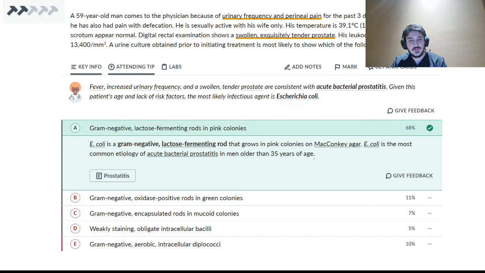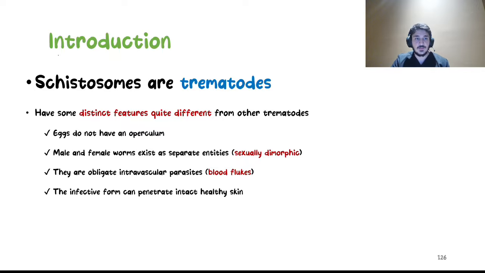I don't know if you need to know this, by the way, but E. coli is the most common cause of prostatitis in men over 35. Less than 35, it's chlamydia and Neisseria, but I don't think they're going to ask you this. This is too advanced.